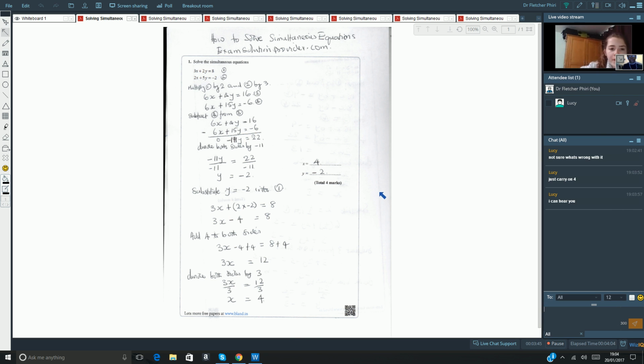We are going to continue with solving simultaneous equations. Just to remind you what we went through. So we did question 1, and what I said is first you need to label them. So what I've done here, I've labeled equation 1 and I have labeled equation 2 so that I know actually which one is 1 and which one is 2.